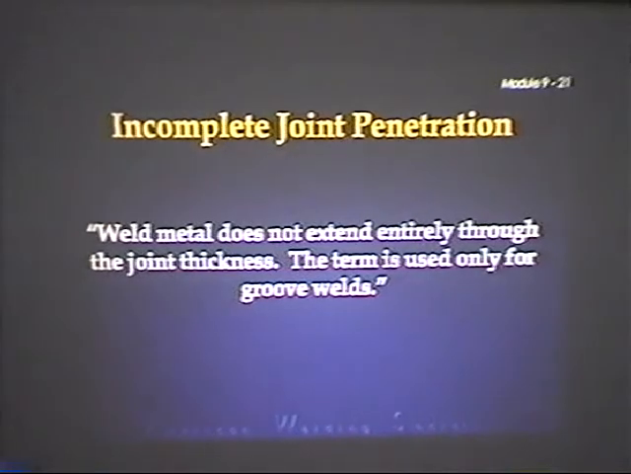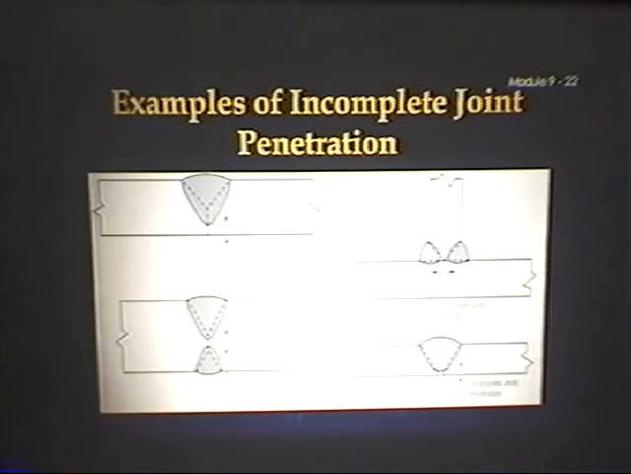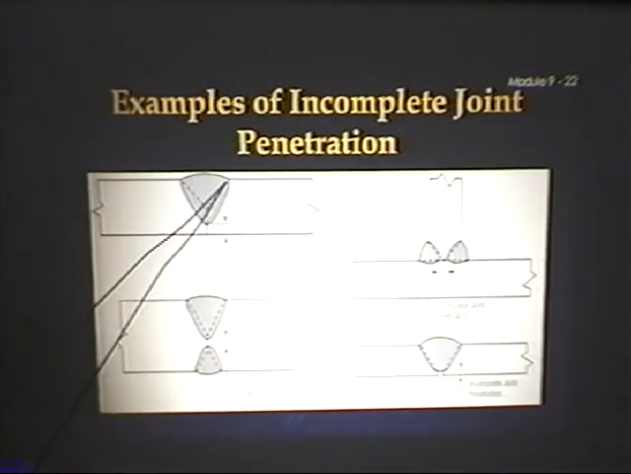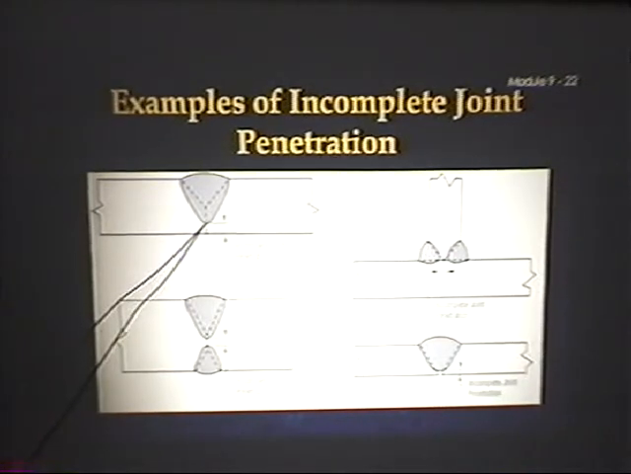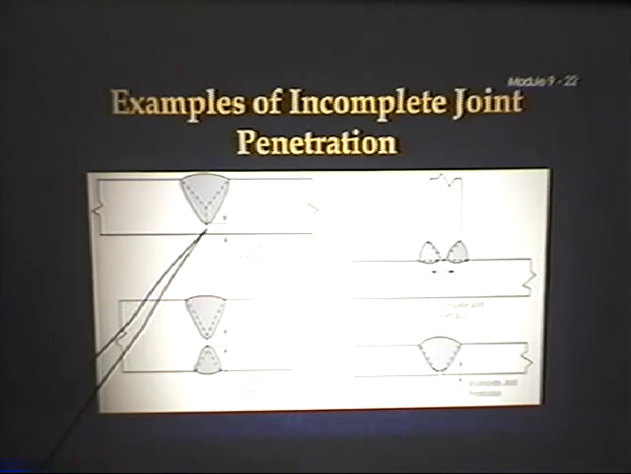Incomplete joint penetration. Weld metal does not extend entirely through the joint thickness. The term is used only for groove welds. Here's some examples. This is what I was talking about, a partial joint penetration. That's that picture we were just looking at. And you see, you got to have depth of penetration all the way down in here if you're going to do that. But then this section down here is not completely fused.